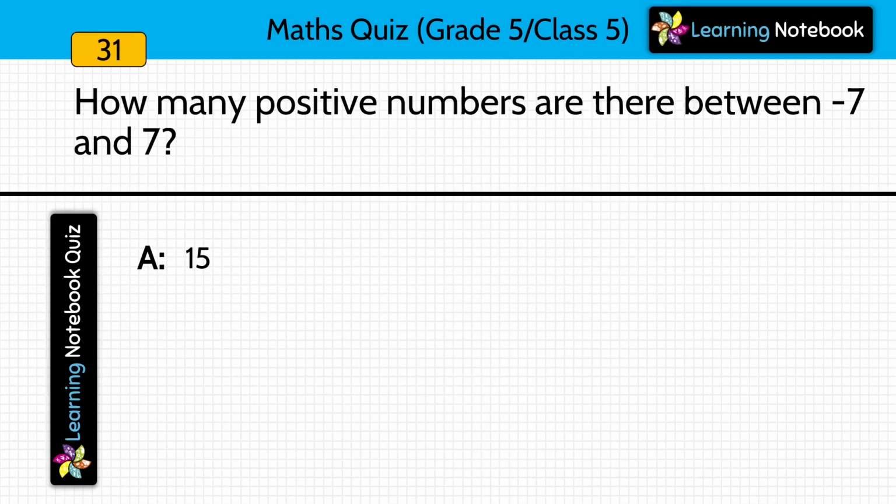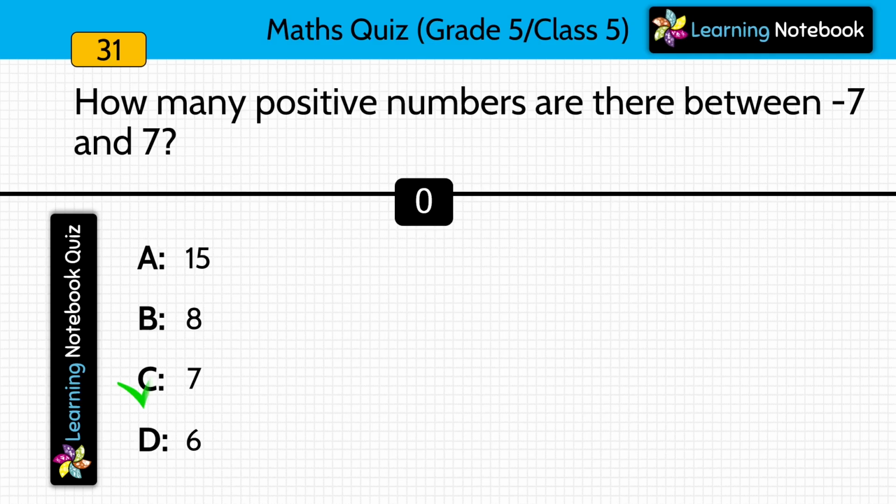Let's see the next question. How many positive numbers are there between -7 and 7? That is -7 and 7. Positive numbers. Options 15, 8, 7 or 6.